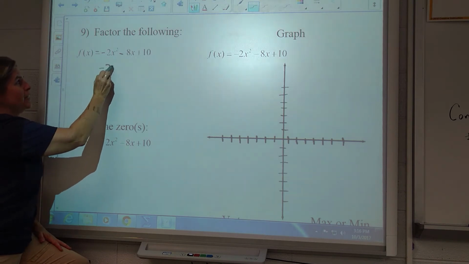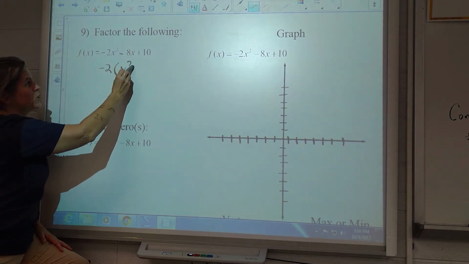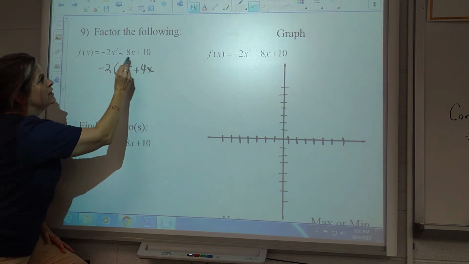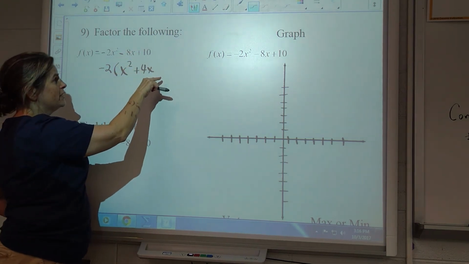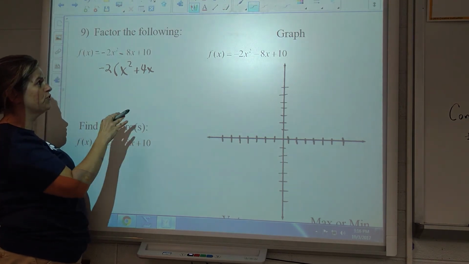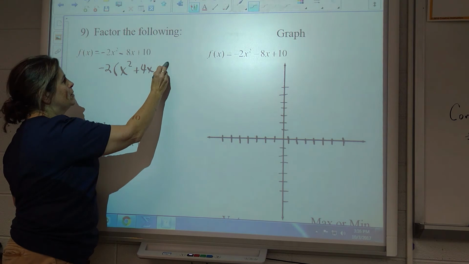I am going to pull the negative 2 out, so that's x squared. Watch your signs. That'll turn into a positive 4x. And we will go ahead and include the 10 now because we're not completing the square. We're not changing it. We're just factoring. So that'll be a minus 5.